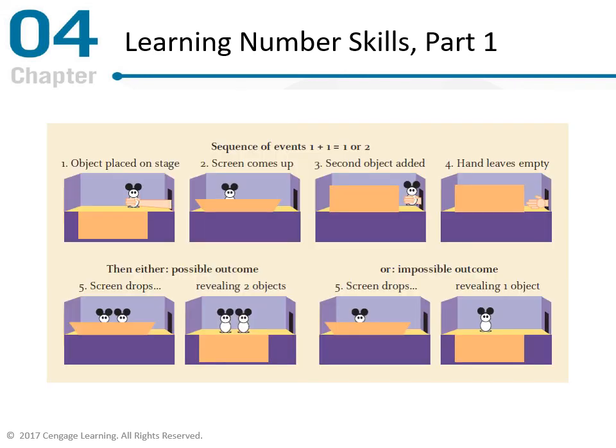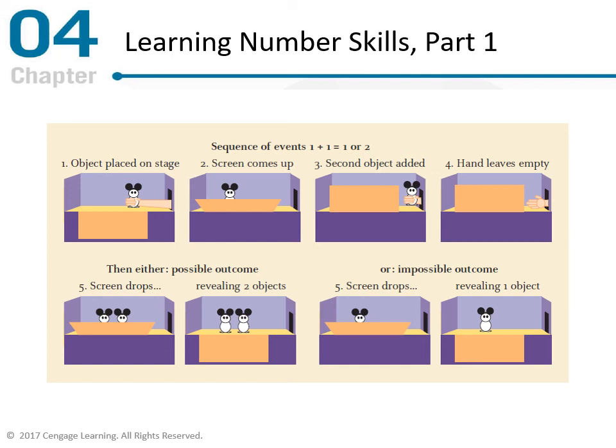So let's take a look at how they test this in infants. How do we know that infants are learning number skills? This is an example of a sequence of events of 1 + 1 = 1 or 2. So first thing they do is place an object on the stage. Then the screen comes up. Then they add a second object. Hand leaves empty. So they show the infant this.